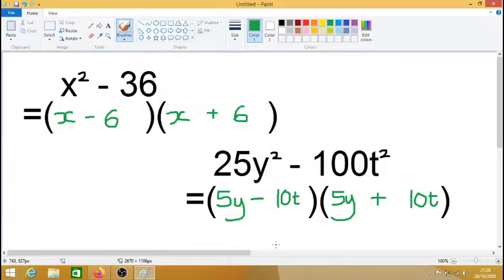Fantastic. Okay, good. Hopefully that lesson was not too hard for you, just a gentle introduction to difference of two squares, and inshallah, if God wills, tomorrow we'll look at some harder examples.